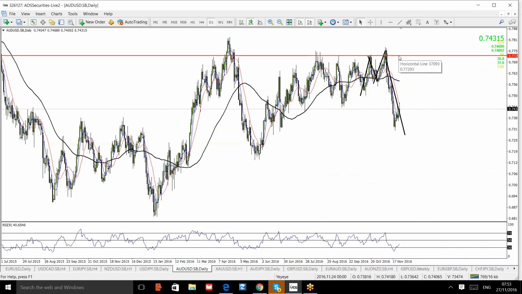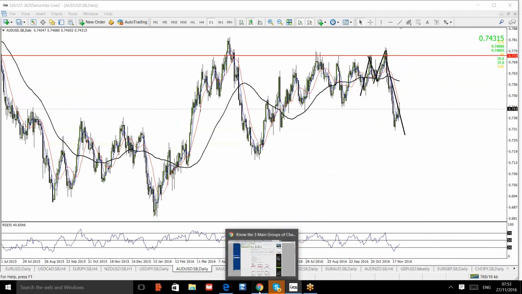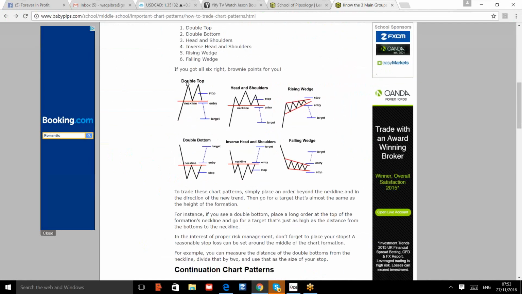Please say yes if you completely understand. Okay, great. So these are your double tops and double bottoms, guys. That is your neckline. Understand, guys? By the books, the most confirmed entry is after the break of the neckline, guys.